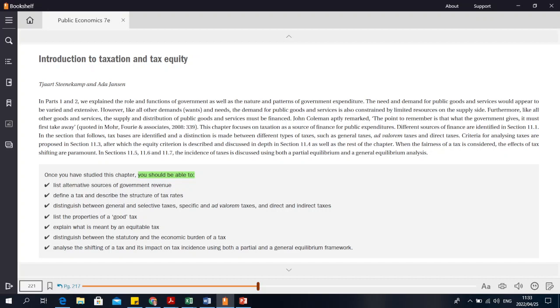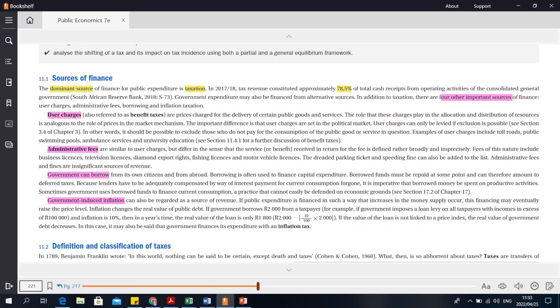So what should you be able to do after you have studied this chapter? Well, everything. There's a long list of 7 items, and you should know all of that. So let's start at 11.1, sources of finance. Where does the government get its money from? Now you have in part 1 seen some of the taxations, you've drawn a few graphs, you have listened to the budget speech. So this is not the first time that we talk about taxes, but now we will zoom into taxes a little bit more.